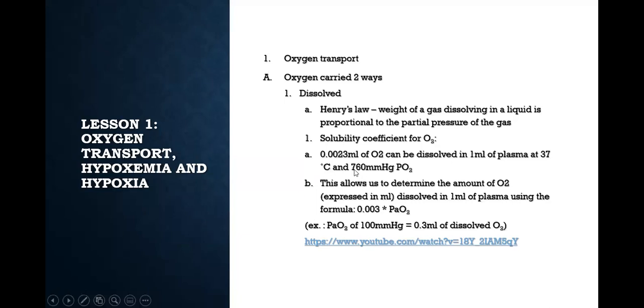Make sure you know those two formulas. Dissolved in the plasma is PaO2 times 0.003. Here it is right here. PaO2 times 0.003. That is how much is dissolved in the plasma in milliliters. You may get an answer and it may say milligrams. It may say millimeters of mercury. You know that the answer must be milliliters or it's wrong. Okay, units of measure are very, very important.